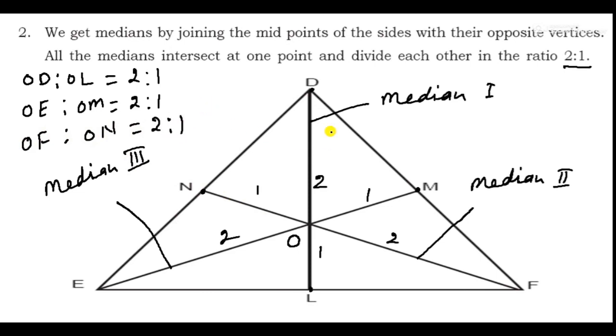So always remember these medians are intersecting at a point, and that point is called the centroid. O is called the centroid. This point is called the centroid. So O is the centroid and this point divides every median in the ratio of 2 to 1. So always remember it is a fact and it is a property of triangles.